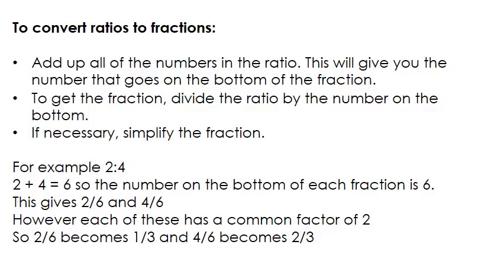And then to get the fraction, we said divide the ratio by the number on the bottom. So 2 divided by 6 would be 2 sixths, and then 4 divided by 6 would give you 4 sixths. And if you want to, at this point, you can just double check that you've done it correctly, because it should add up to 1. However, once we've got our 2 sixths and 4 sixths, we then need to simplify it. So in this case, there's a common factor of 2, so 2 sixths becomes a third and 4 sixths becomes 2 thirds.